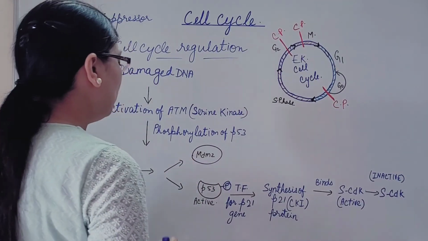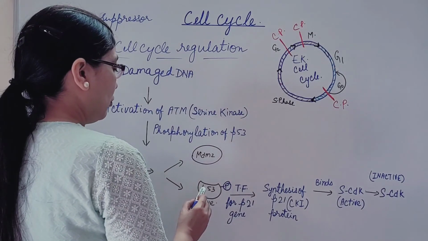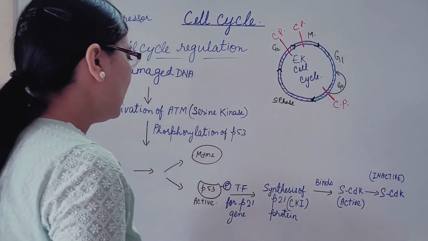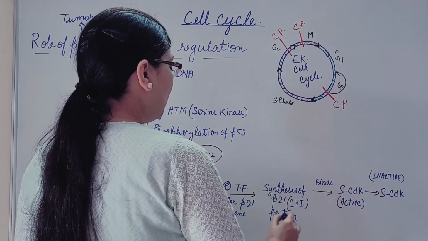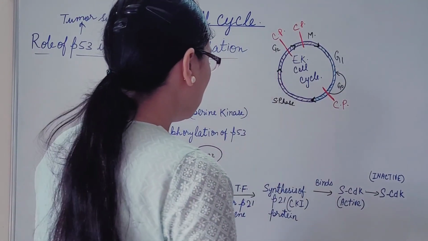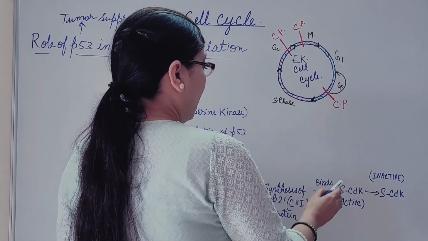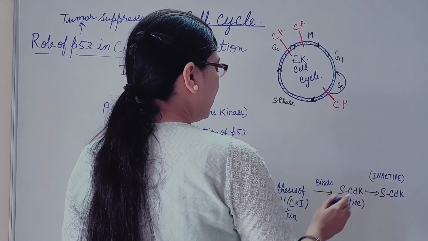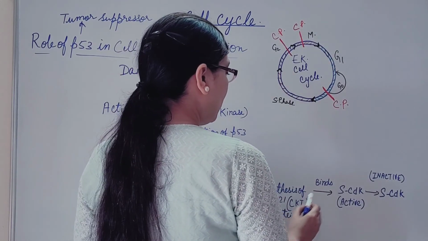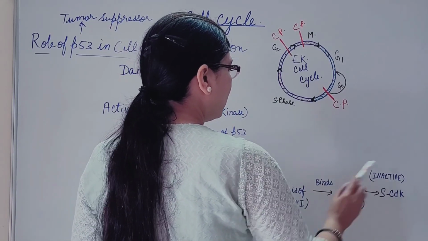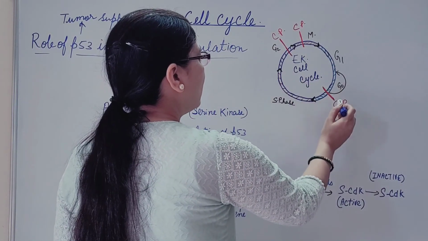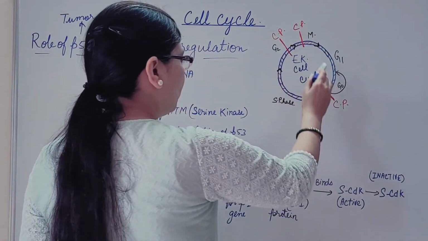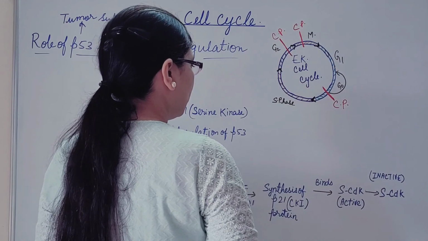The level of p53 protein increases. This p53 protein is the transcription factor for the p21 gene and it helps in the synthesis of p21 protein. This p21 protein is a CDK inhibitor. It then binds with the S-phase CDK. S-phase CDK is active. When p21, which is a CDK inhibitor, binds with it, then it becomes inactive. Then the cell cycle is arrested at G1. Damaged DNA is repaired and after it is repaired, the cell cycle progresses.